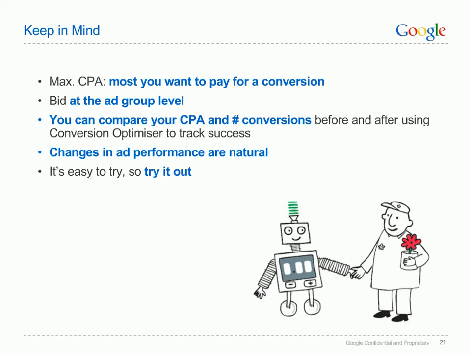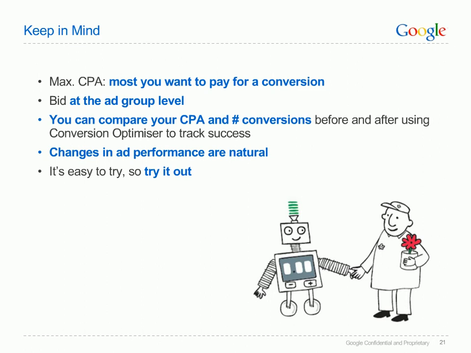While you turn on Conversion Optimiser at the campaign level, you can actually bid at the ad group level. This feature has been provided to give you greater control and more flexibility with your ads. Remember that you can compare your CPA and number of conversions before and after using Conversion Optimiser, so you know how much improvement it made on your campaign. Keep in mind that changes in ad performance are natural, and you may need to use the Conversion Optimiser for some time to get an accurate understanding of its effects on your campaign's performance.